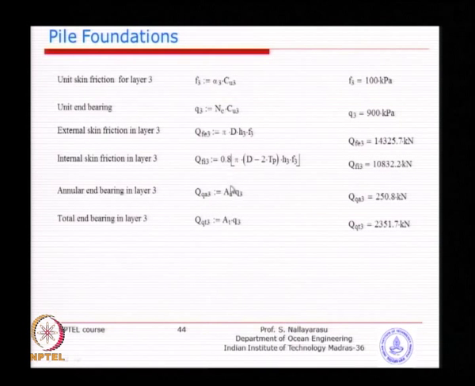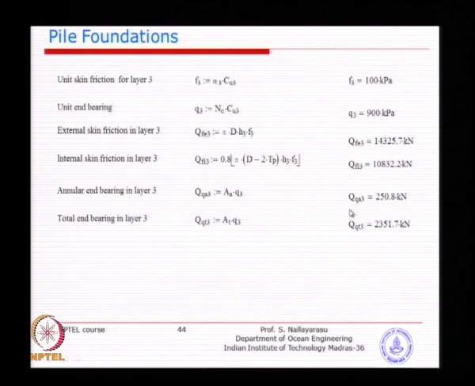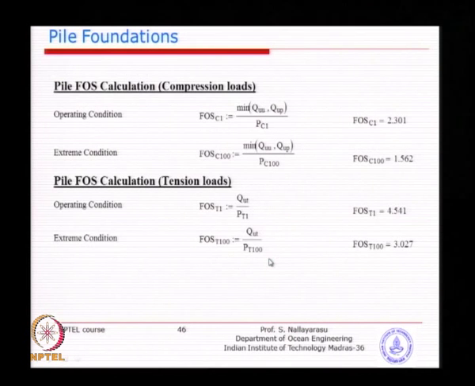Once you do this, you have got the two types of end bearing, annular end bearing and total end bearing. Then the corresponding calculations, whatever I was trying to explain, determine whether the pile is plugged or not plugged, summation of internal friction, all those things can be followed. And then ultimately, ultimate capacity in tension, ultimate capacity in compression, and then use the formulas to divide by the factor of safety to compare whether you have sufficient capacity or not.